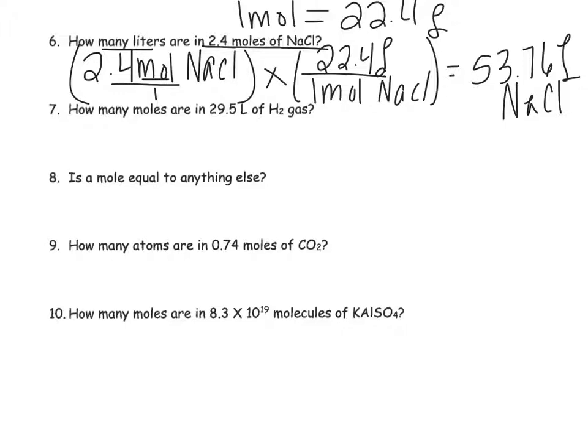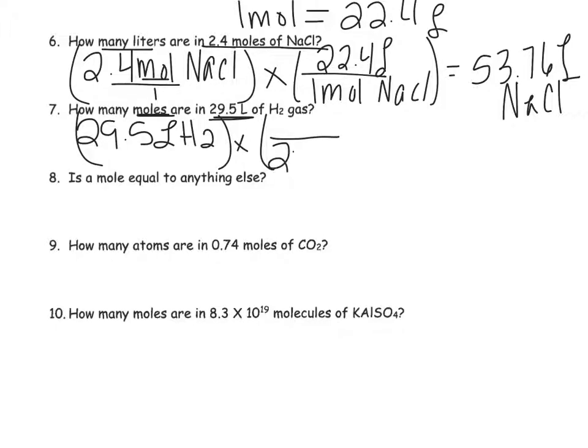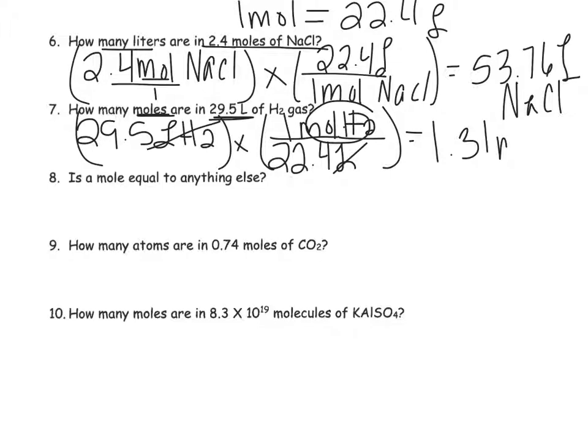Alright, now I am on liter island and I want to go to mole island. So if I have 29.5 liters of H2, hydrogen gas, and I want to go to mole island, my unit for liters is going to go on the bottom, and 1 mole, my placeholder essentially, goes on top. And cancel out a unit on the bottom for a unit on top. I'm left with moles. So 29.5 times 1 is 29.5 divided by 22.4 gives me 1.31 moles of hydrogen gas.